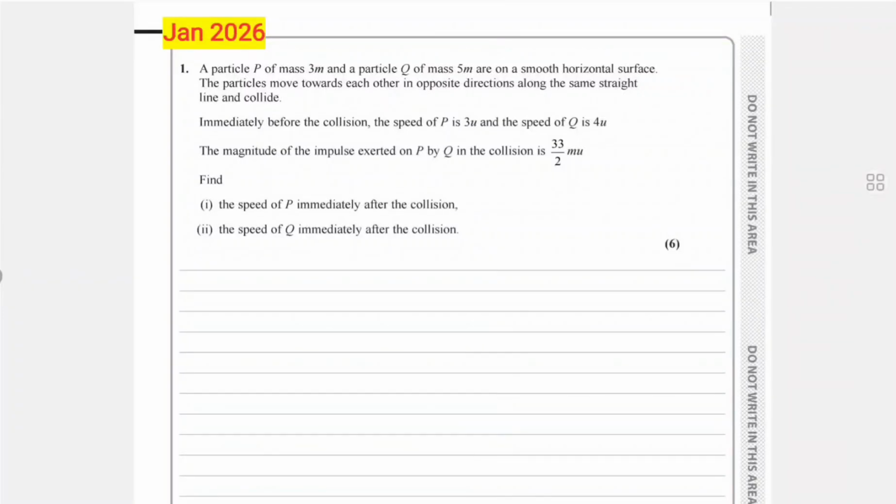January 2026 M1, question number 1. A particle P of mass 3m and particle Q of mass 5m are on a smooth horizontal surface. The particles move towards each other in opposite directions along the same straight line and collide.